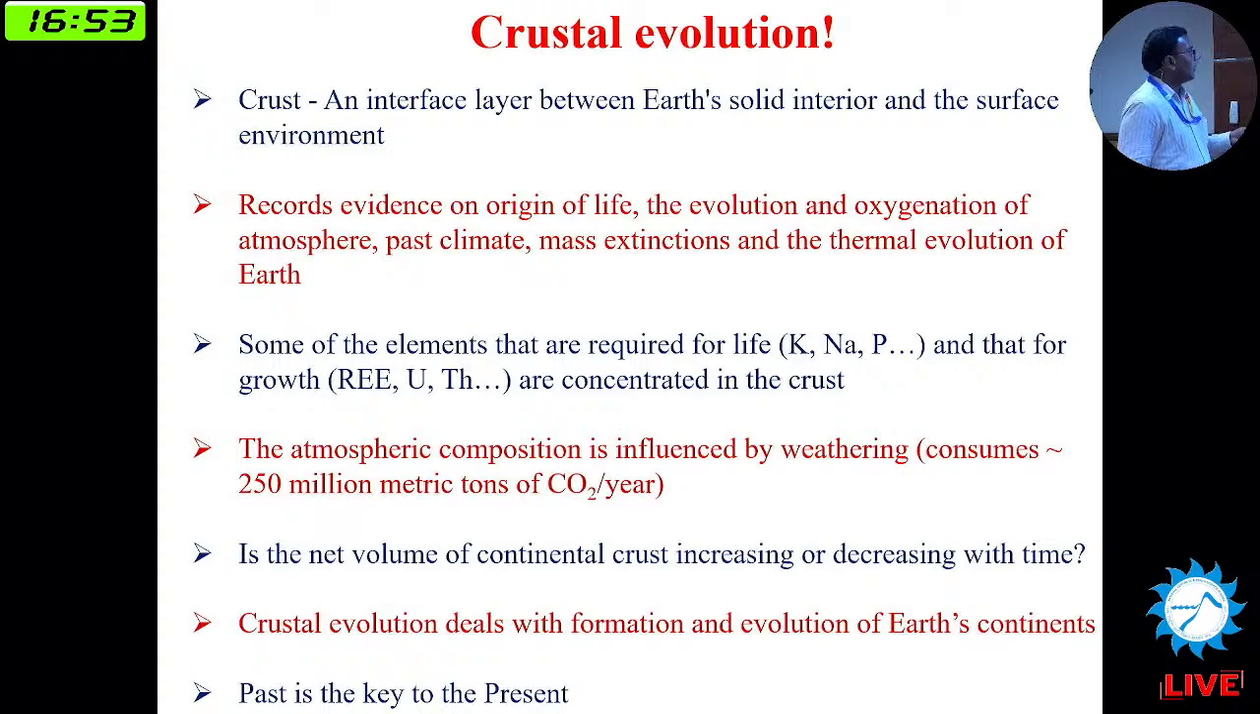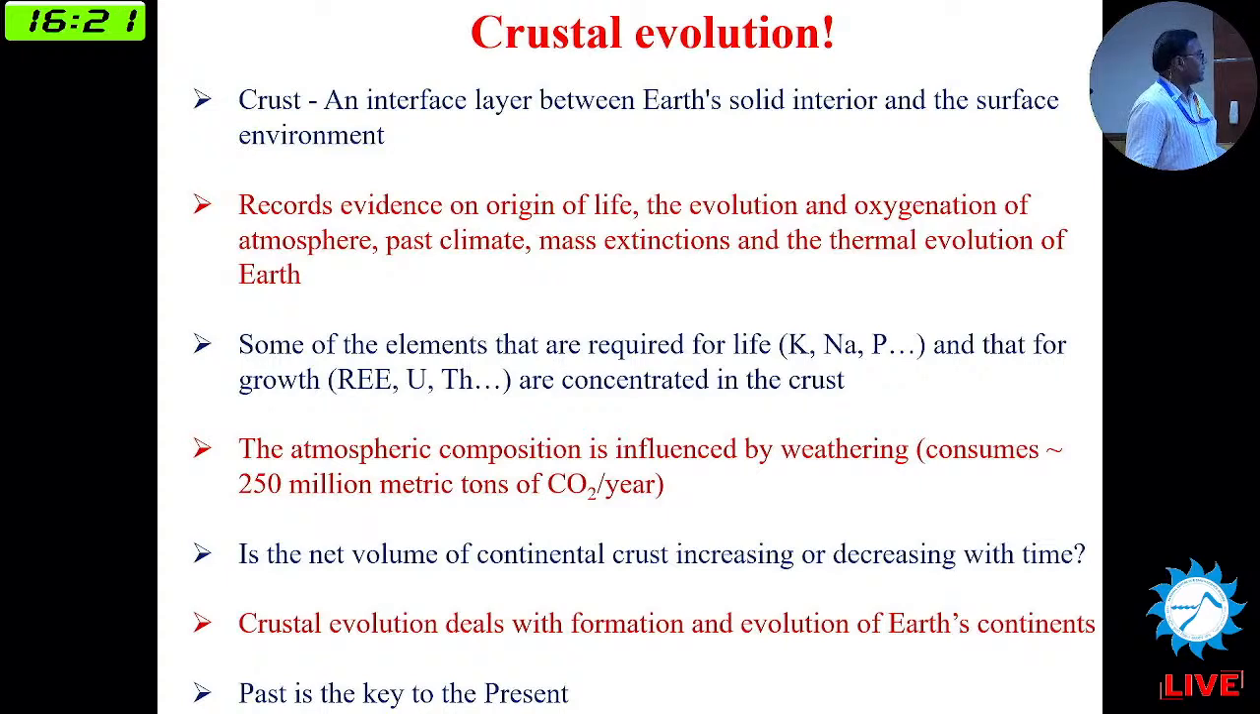And an important part is that, as we all know, crust is an interface layer between the Earth's solid interior and the surface environment. It also records the evidence for the origin of life, evolution, and oxygenation of the atmosphere. It also gives information on the past climate, extinctions, and thermal evolution of the Earth. So studies on crustal evolution give a lot of information. It also shows some of the important elements that are required for our life, and are economically important for society.